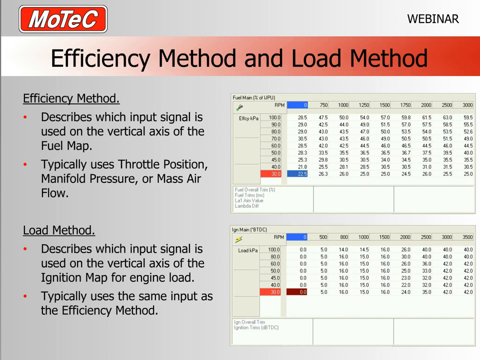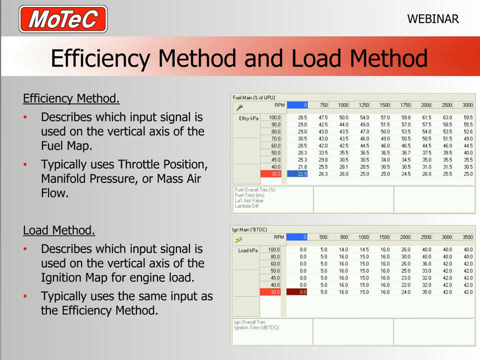Secondly is the load method, and this is exactly the same thing, but it refers to the ignition map instead of the fuel map. So in your ECU setup table, you'll find that there are two parameters you need to set: efficiency method and load method. In most cases, they are set to the same input, for example, throttle position on a naturally aspirated engine or manifold pressure on a boosted engine.